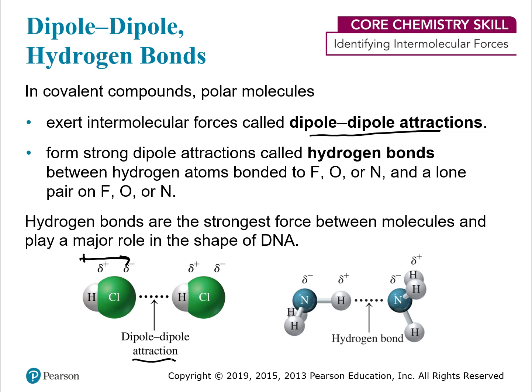You can also have hydrogen bonding. And hydrogen bonding is between hydrogen and fluorine, oxygen, or nitrogen, or a lone pair on either of those three atoms. So this is like a specialized, strong dipole attraction.